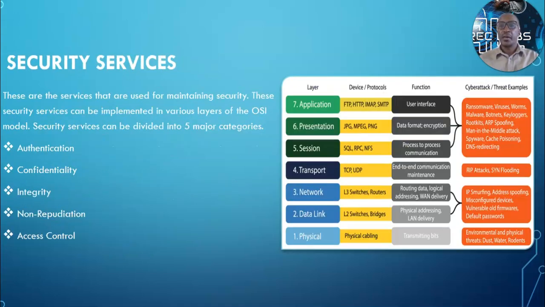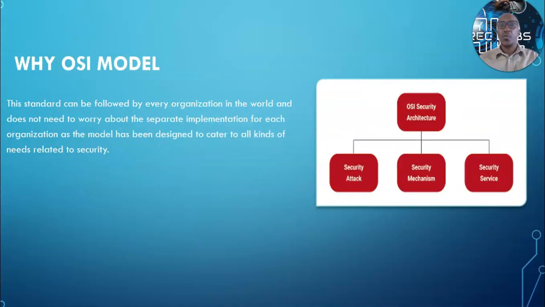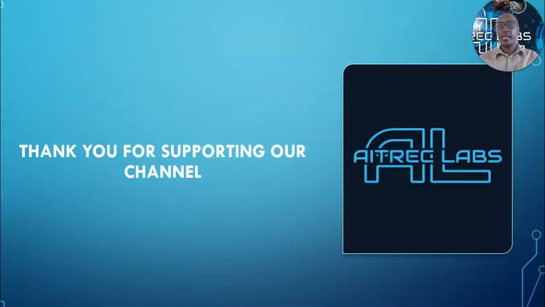We'll also be discussing the various models in this channel. Thank you. Those are some of the things we have dealt with in OSI security: security models, classification of security attacks, classification of security services, and classification of security mechanisms. Thank you.